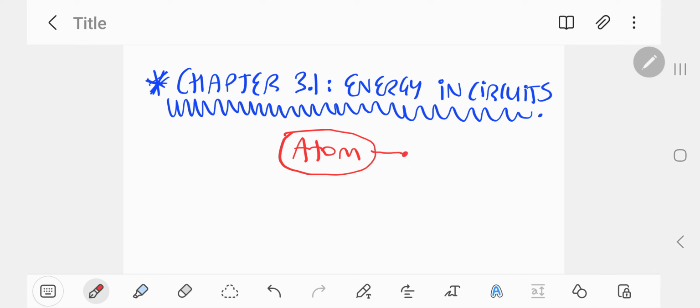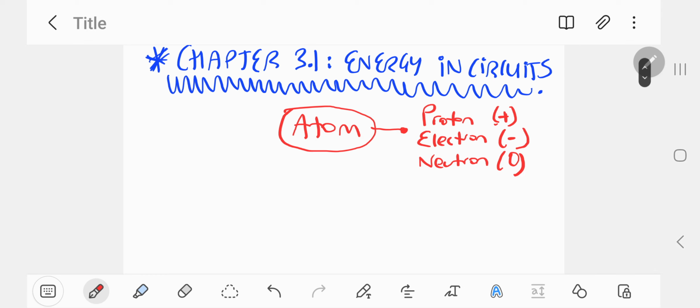And all atoms have three basic components, three smaller particles. I like to use the acronym PEN: proton, electron, neutron. Protons have a positive charge, P for plus charge. Electrons have minus charge, and neutrons are neutral, they've got zero charge.